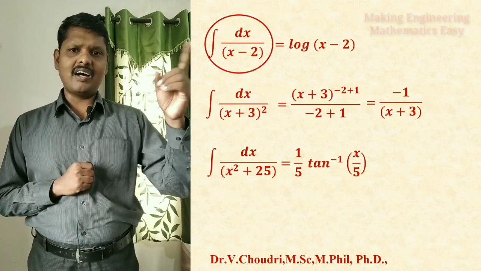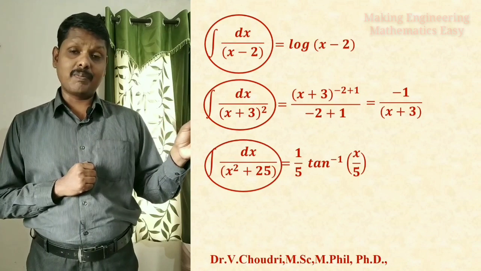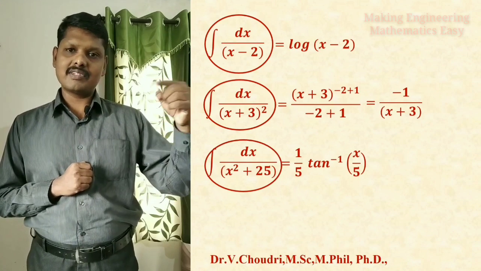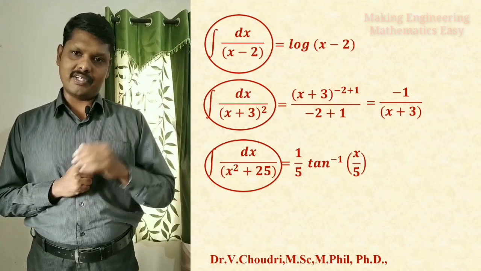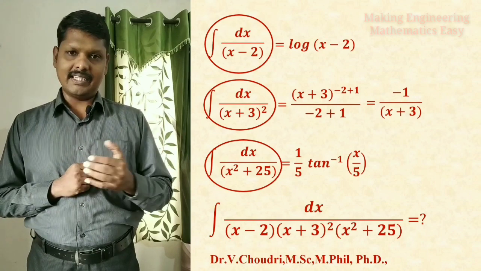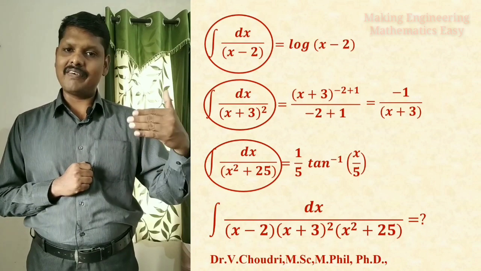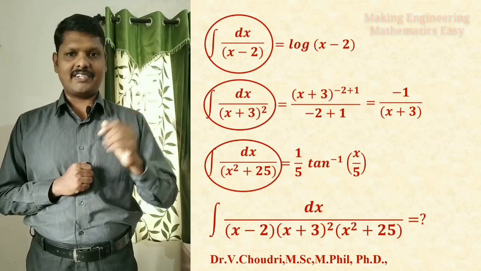Look at all the terms: x minus 2, (x plus 3) whole square, x square plus 25. If they come individually, you know how to evaluate this integral. Now my question: if all come together, what will you do? See the denominator, all the terms are factorized properly. So the better thing is we apply partial fraction.